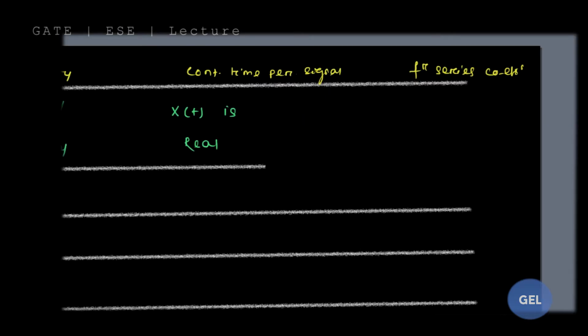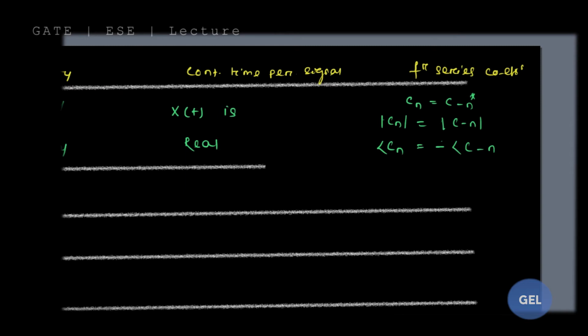Look here, Cn will be the conjugate of C of minus n. The magnitude of Cn will be equal to the magnitude of C of minus n. Also listen to this carefully, the phase of Cn will be equal to the negative of the phase of C of minus n. Very important, it can be asked in your GATE exam, very important property.